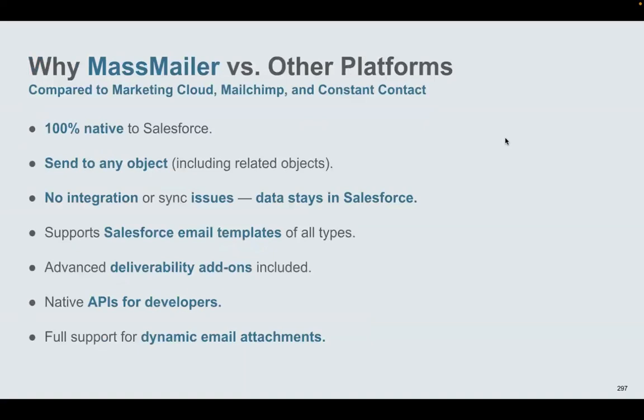And how do we compare with other solutions such as Marketing Cloud, MailChimp, and Constant Contact? MassMailer is a 100% native app to Salesforce. You can send emails to any object, including the related objects. You do not have to worry about integration. The data is right within Salesforce. We do support all types of email templates in Salesforce. We also have the deliverability add-ons. We provide APIs also for developers. And we do support dynamic email attachments too.